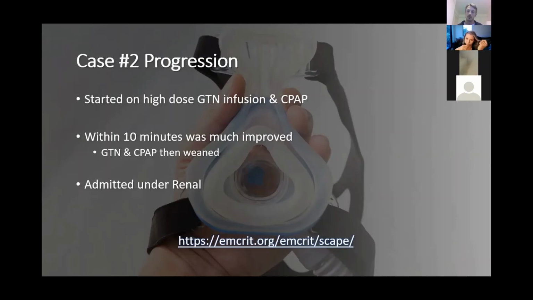She was then admitted under the renal team, and I think they dialyzed her, as much as I said that I didn't feel that necessarily she was fluid overloaded, but I think they went on to dialyze her. And there's a good post on SCAPE if you want to have a look at that, or hypertensive pulmonary edema on MCRIT, so by all means have a look at that.